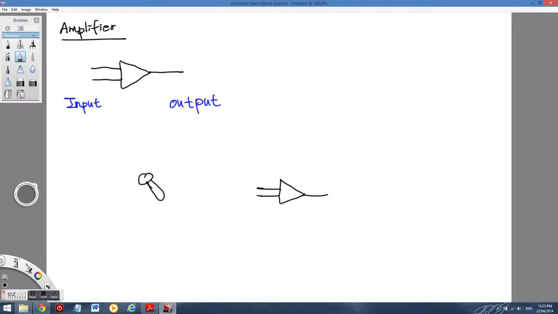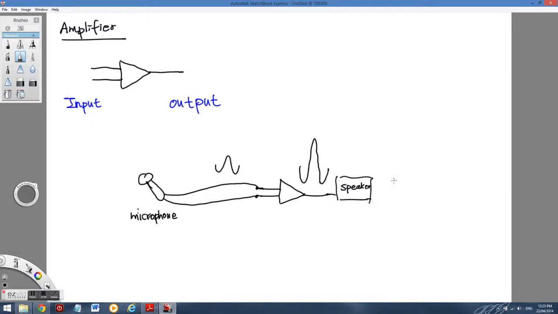Now, say I draw an amplifier in the middle. On the left hand side, on the input side, I have a microphone connected to the amplifier. When I talk, the microphone produces a signal. Then on the other side of the amplifier, I have a speaker. So when the signal travels through the amplifier, the smaller signal gets amplified, magnified to a bigger signal.